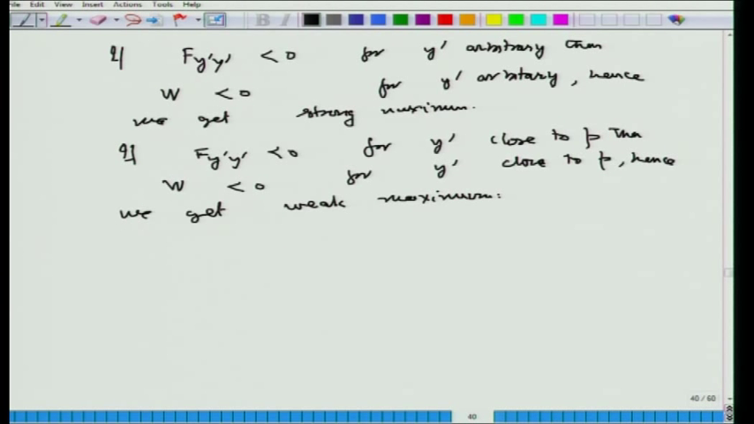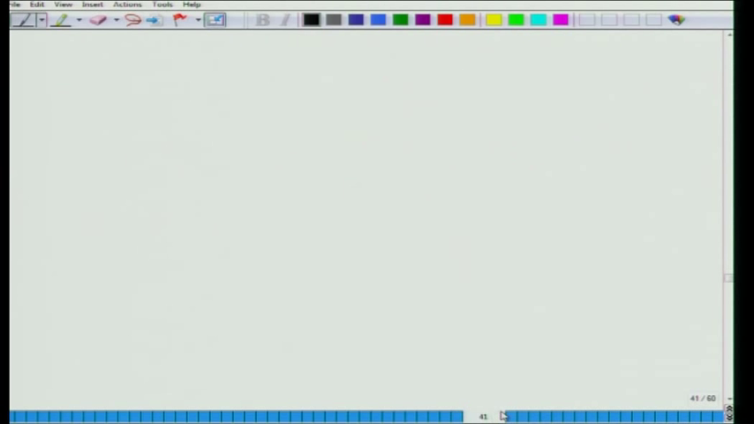So, that is what we have to check here, whether f y prime y prime is positive or negative, which is easier to check compared to the sign of W. So, that is what we will do in this example.